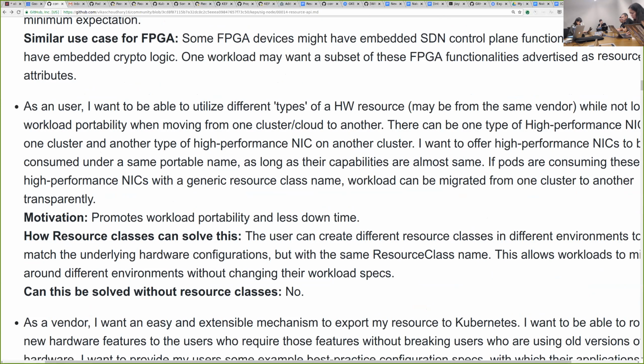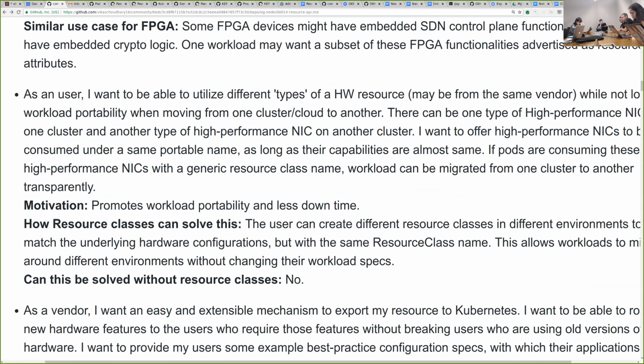And we also want to allow more workload portability across different environments, whether it's on-prem or across different cloud providers. It's a similar concept or similar motivation as a storage class, where we allow people to have the underlying configuration details that match the underlying hardware configuration, but the workload itself can just use the portable resource name to request that resource.